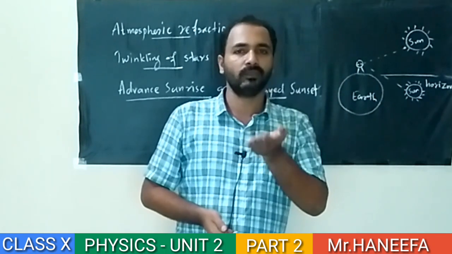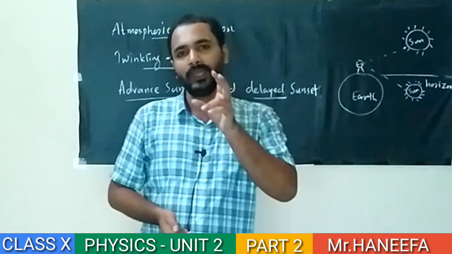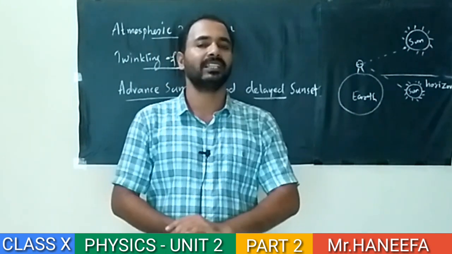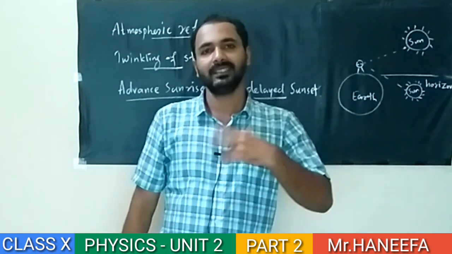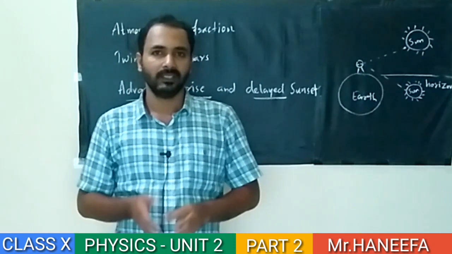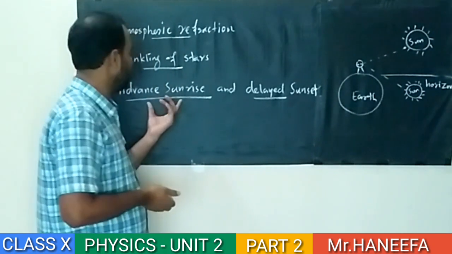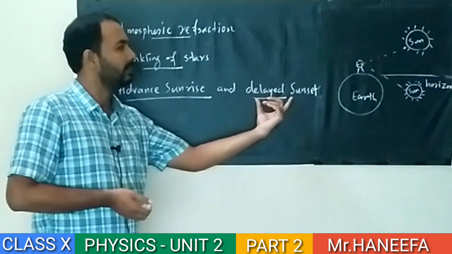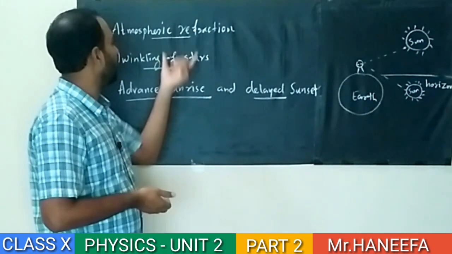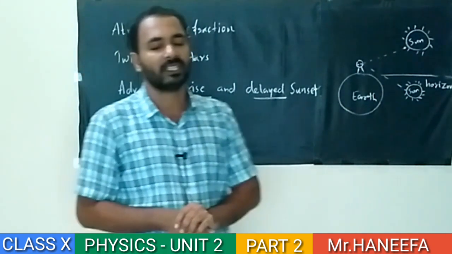We can see the sun 2 minutes before the actual sunrise. We can see the sun 2 minutes after the sunset. This phenomenon is called advanced sunrise and delayed sunset. These two are applications of atmospheric refraction.